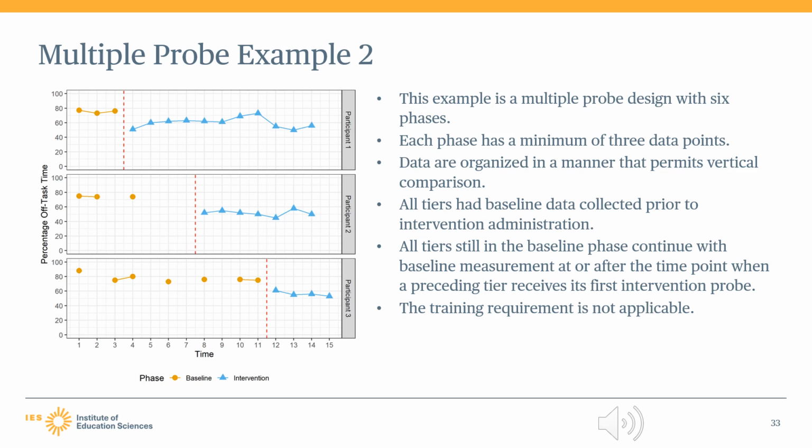If we assess the 4 additional multiple baseline multiple probe criteria, we can confirm that the design meets those criteria because, first, the data are organized in a manner that permits vertical comparison. 2, baseline data are collected prior to the intervention for any tier. Third, all tiers still in the baseline phase continue baseline measurement at or after the point in which a preceding tier first receives an intervention probe. So here at or after time 4 and time 8. And fourth, the training phase requirement is not applicable without some evidence from the text indicating that training took place.